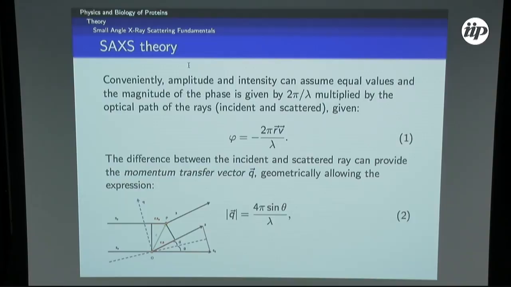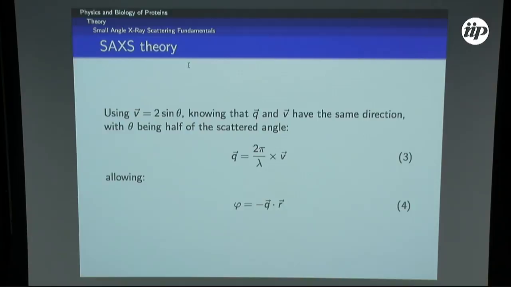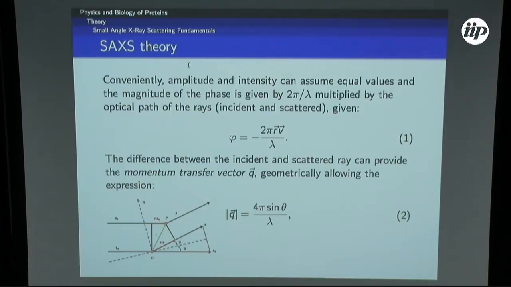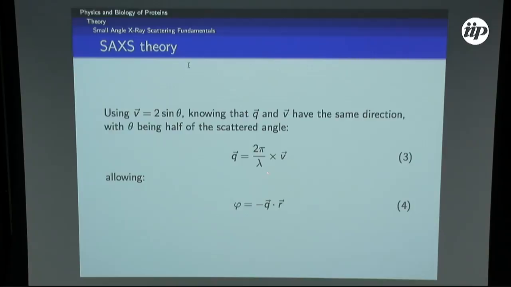So, some equations here. You can conveniently assume the amplitude and intensity as equal values. You put one here just to make the problem easier. The phase is given by 2 pi over lambda multiplied by the optical path of the rays, incident and scattering, giving a phase of 2 pi r·v over lambda. You can analyze the figure, and the magnitude of v is given by 2 sine of theta, so you can write Q as 2 pi over lambda times v, and then define the phase just by the momentum transfer and r.